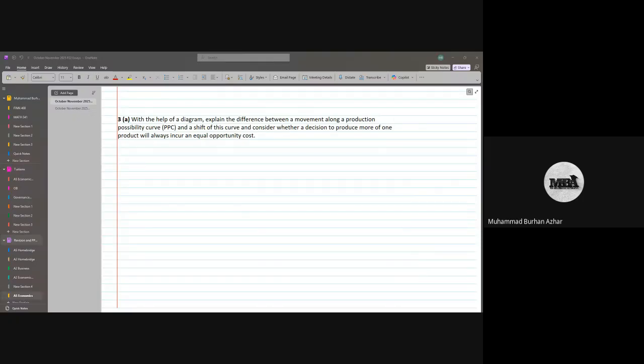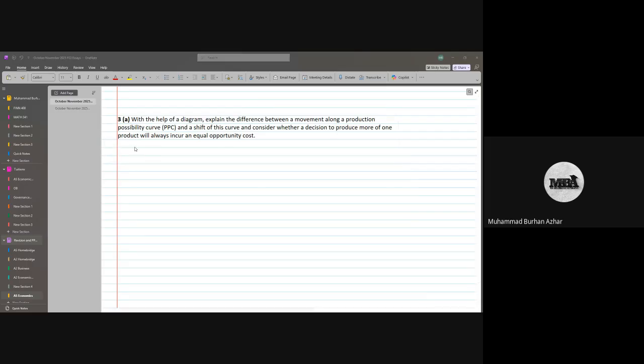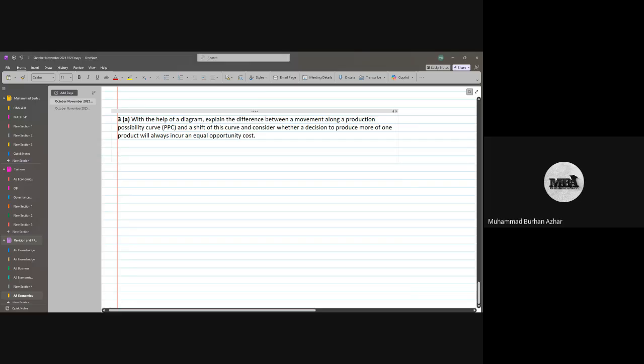All right. So in the last class, we did question number one and question two, particularly the microeconomics one for October-November 2025. तो अब हम इसका question number three देखते हैं.